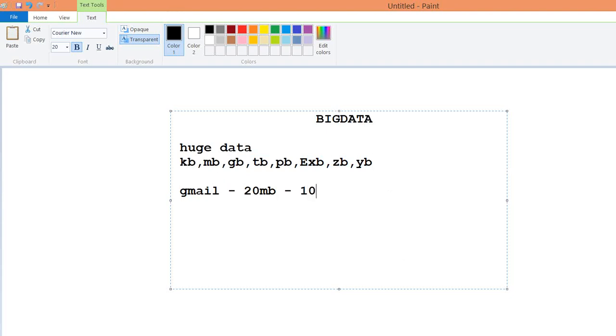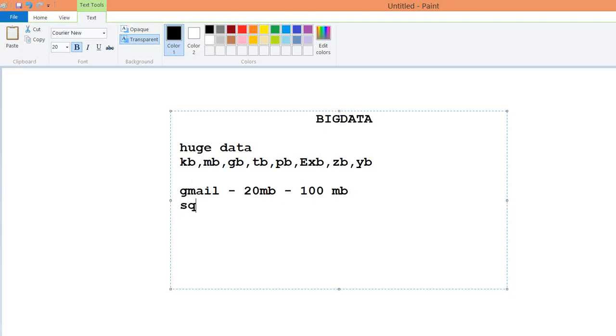If I try to send 100 MB of data in a single Gmail, it cannot be processed. That means this 100 MB of data is not big data nowadays, it's very small. But this 100 MB is big data in terms of Gmail.